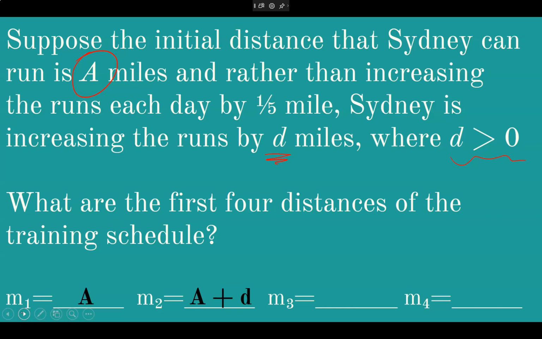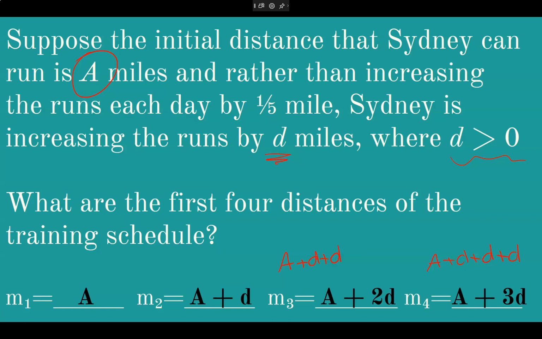All right. How about day 3? Yeah, A plus 2D. Good, because we have our initial value, right? And it's been 2 days. So she's added that extra distance, whatever it is, twice. So yeah, A plus 2D. So day 4 is going to be A plus 3D. Good. Day 1, day 2, day 3, day 4. So my initial miles plus 3 extra of whatever the extra miles she's increasing by. Good.